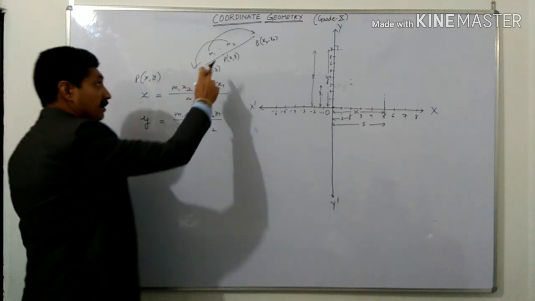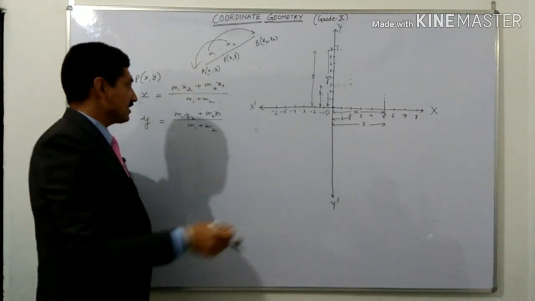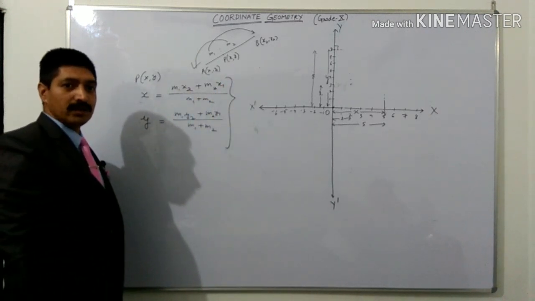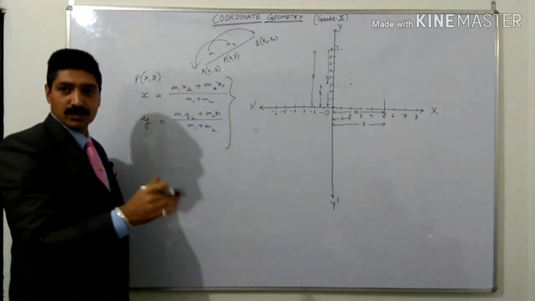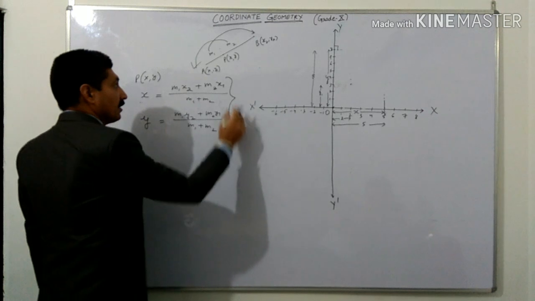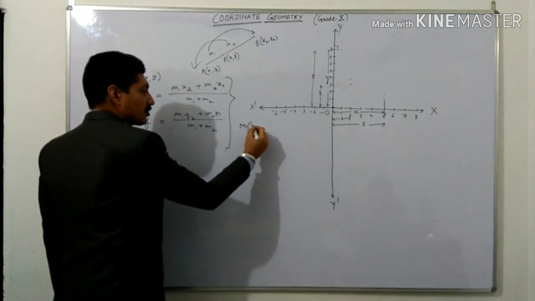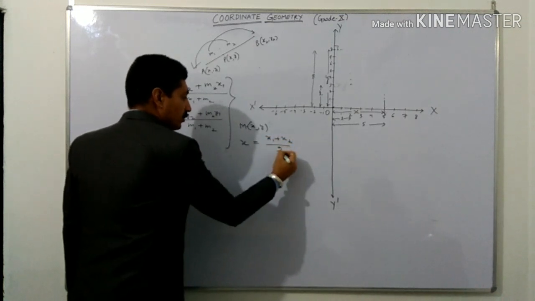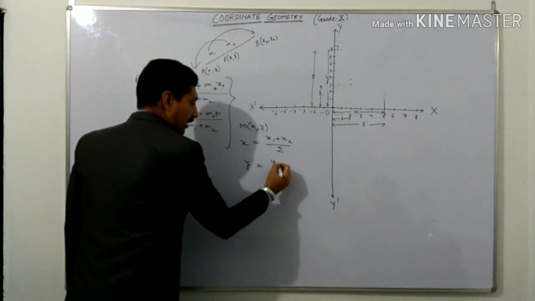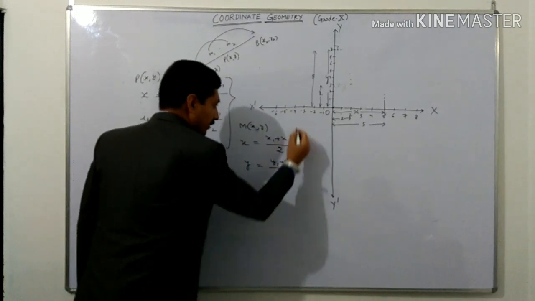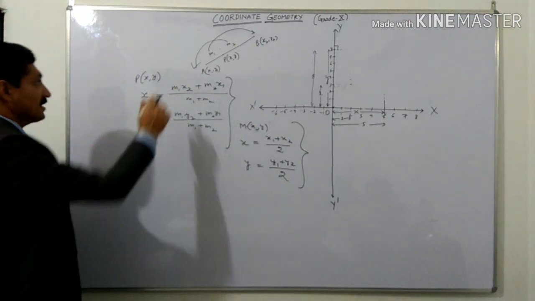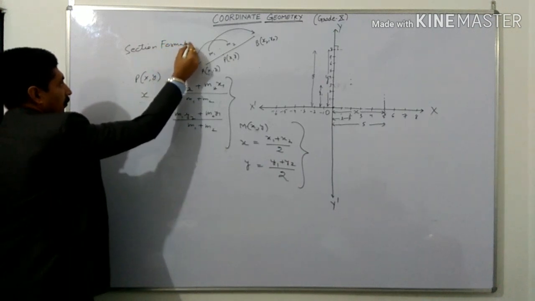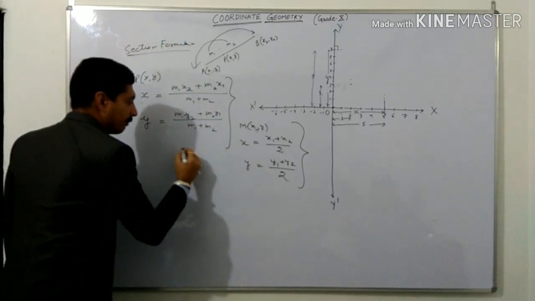If this point P is the midpoint, then substituting the values, m1 ratio m2 is 1 ratio 1. So the coordinates of the midpoint M, suppose, are x equal to x1 plus x2 divided by 2 and y equal to y1 plus y2 divided by 2. This formula is known as the midpoint formula. This is the section formula, and this is called the midpoint formula.